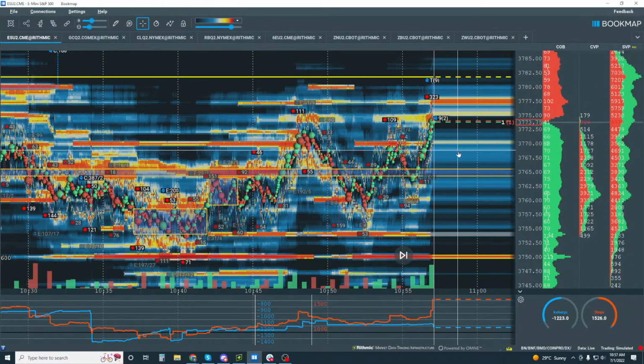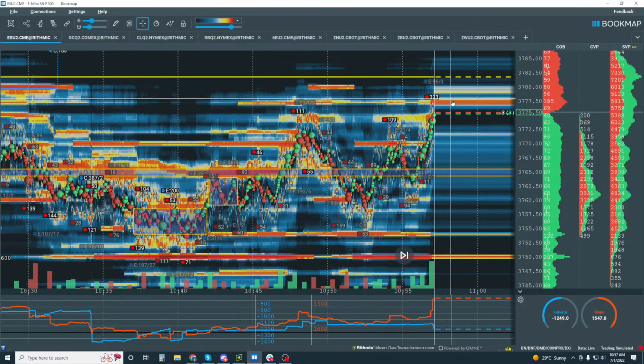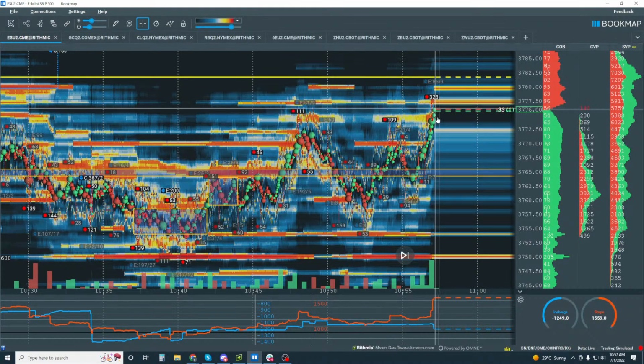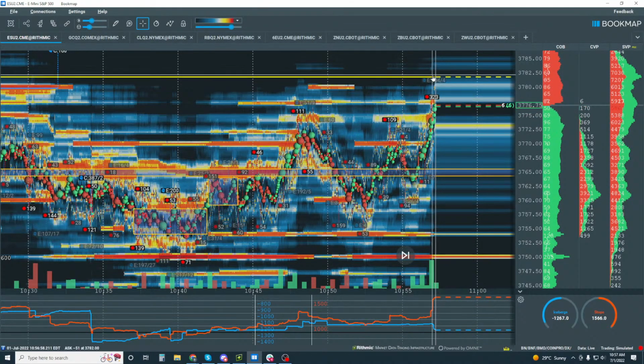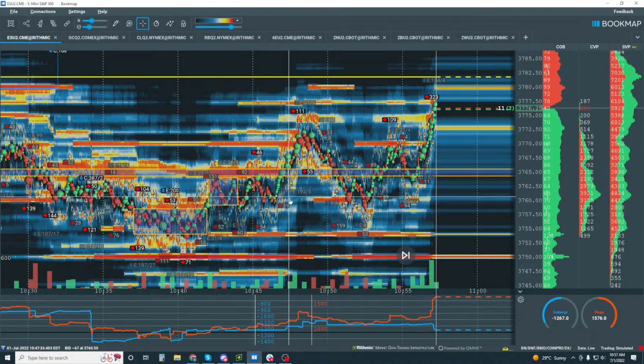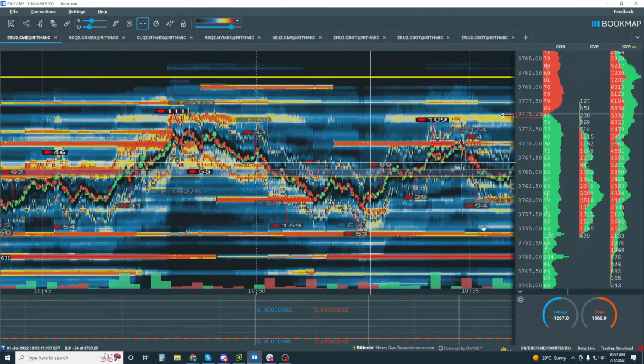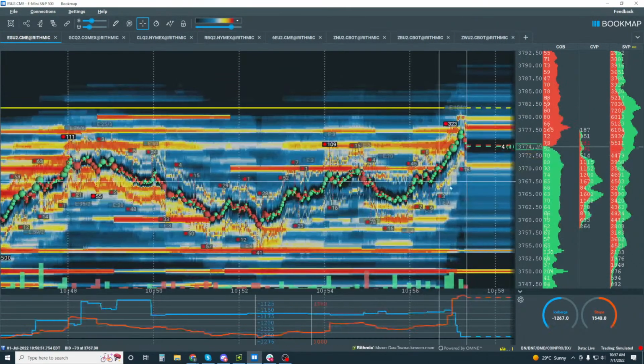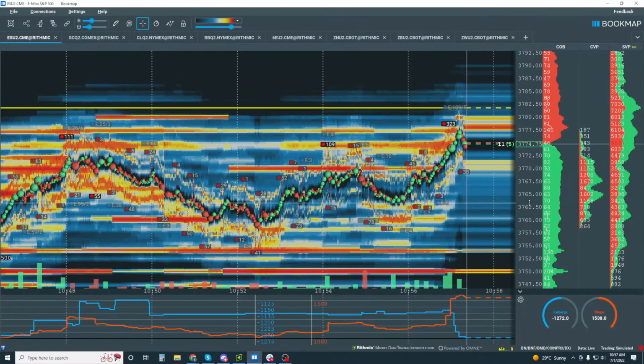Here we go, another directional move, guys. Looking for buyers, looking for 77. And then also, I like this, this is strong buying. I'm looking for 80 and maybe 82 here.